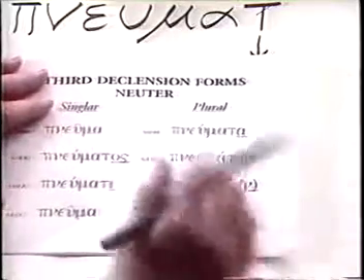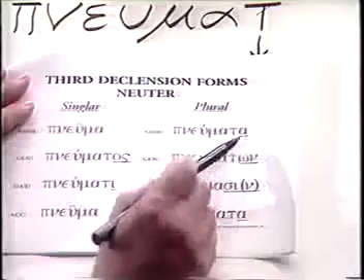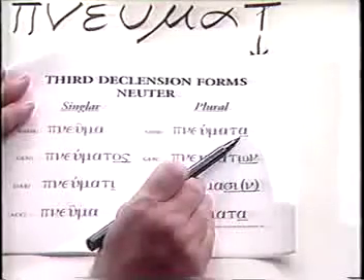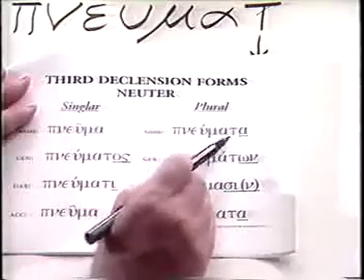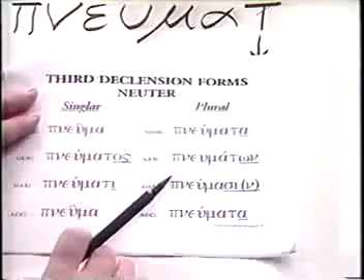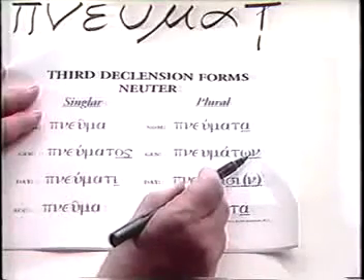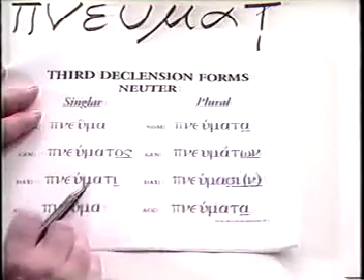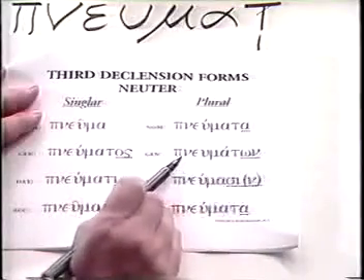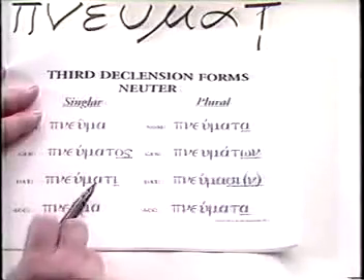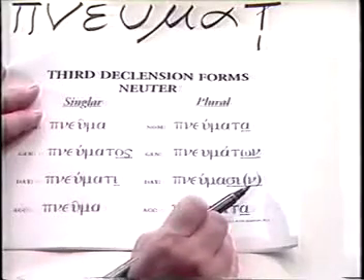The plural ending is the very same ending as in the second declension for the neuter, an alpha. So the word would be pneumata. The plural genitive, there is the same plural genitive ending as in the first two declensions. Pneumaton. The plural dative, pneumasin.